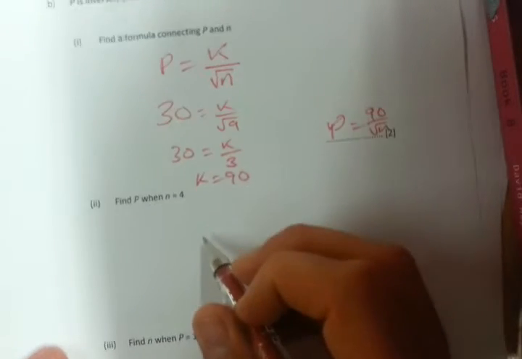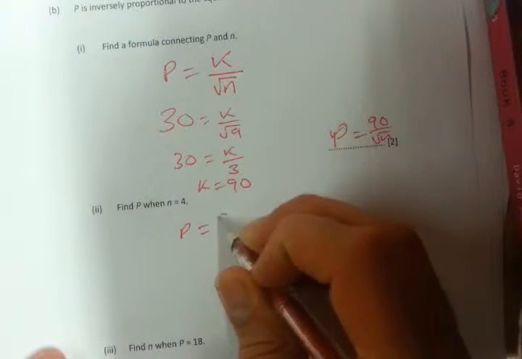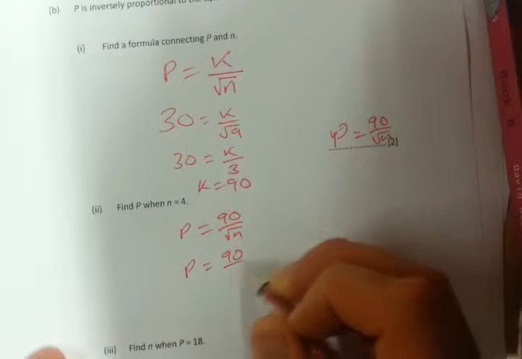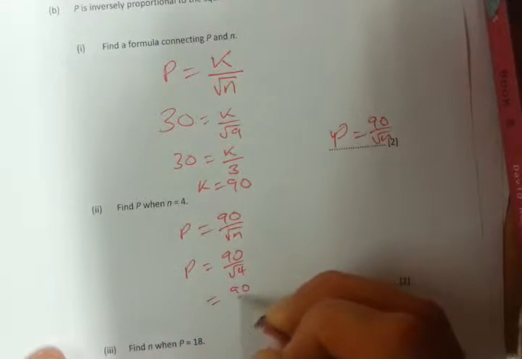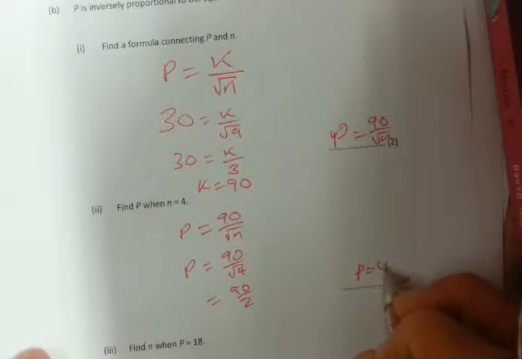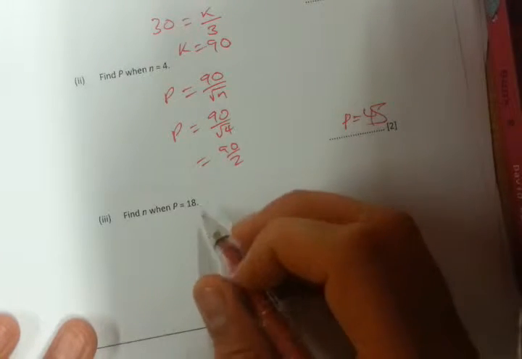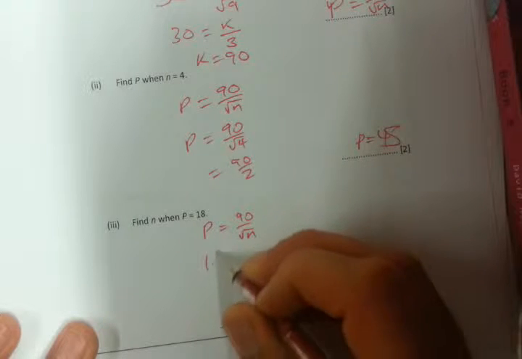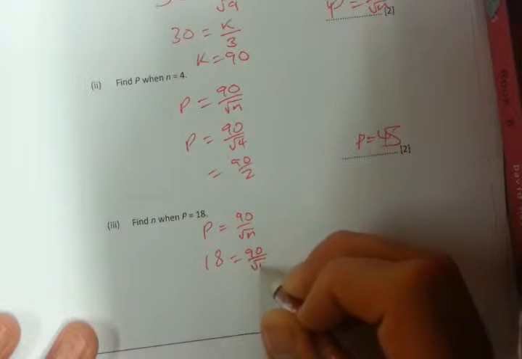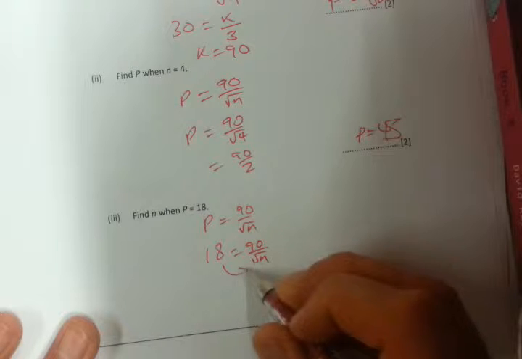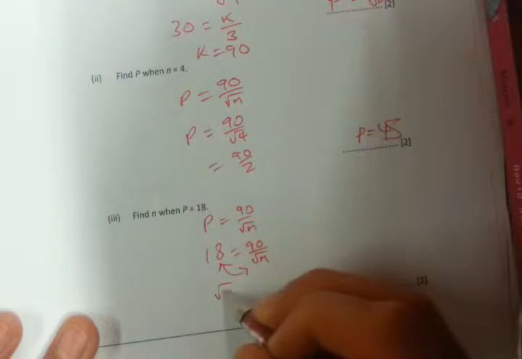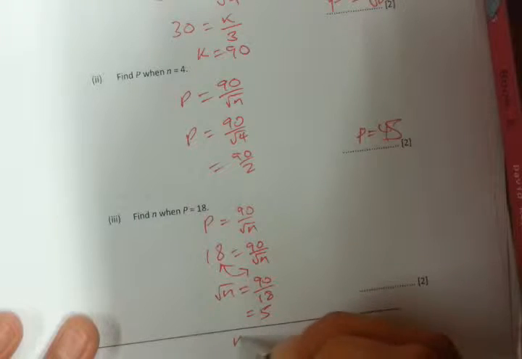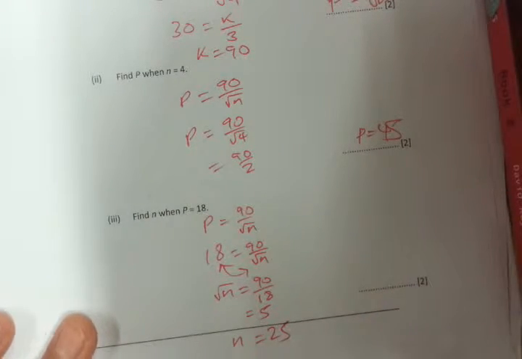When n equals 4, we start off with our formula, P equals 90 over root n, but n is 4, so P is 90 over root 4, so P is 90 over 2, which is 45. And then find n when P is 18, so 18 equals 90 over root n. This routine that you're familiar with now, I hope, the switcheroo. Root n equals 90 over 18, which is 5. So therefore n is 5 squared, which is 25.